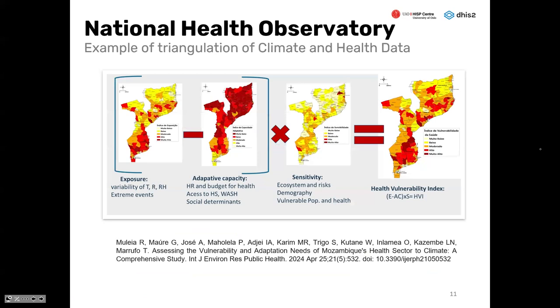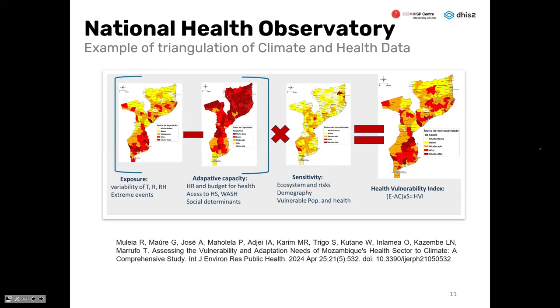And I love this activity. Actually, I always keep on presenting this. We have already published the first vulnerability and adaptation assessment. It's an example of triangulation of data that we have done in Mozambique. Not only using the climate data, of course, the climate data is very relevant for this work, but we have also used sociodemographic data and a lot of social determinants of health. We combine them in this formula, as you can see, to calculate the health vulnerability index of each one of the districts. At that time, because this was conducted in 2019, it was 160 districts.